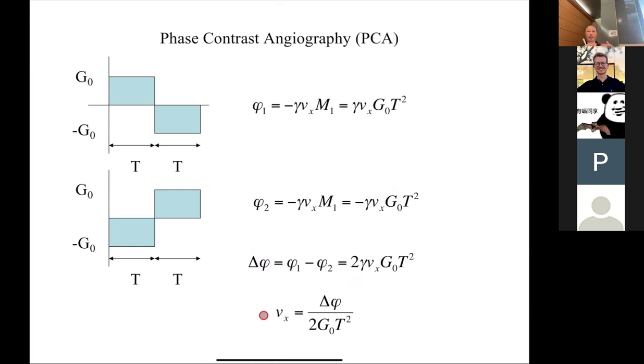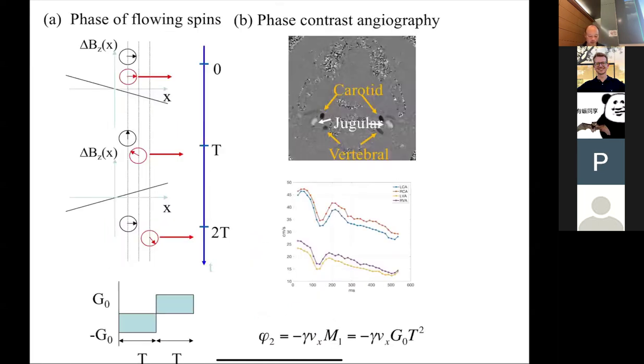Okay. And this is useful because things are never ideal. And so typically by doing this, you subtract out background effects. Okay. So let's take a look at an example of this.